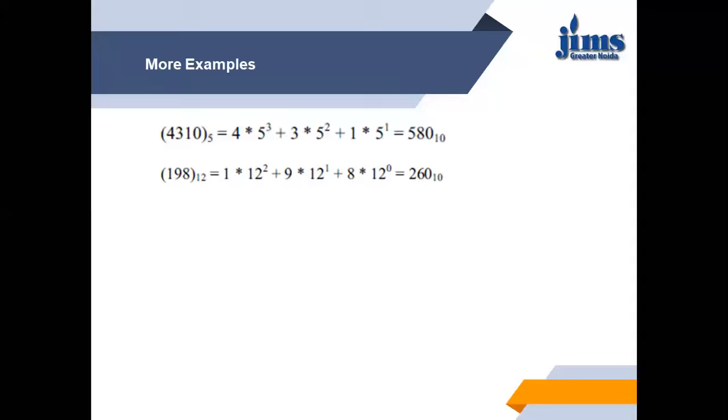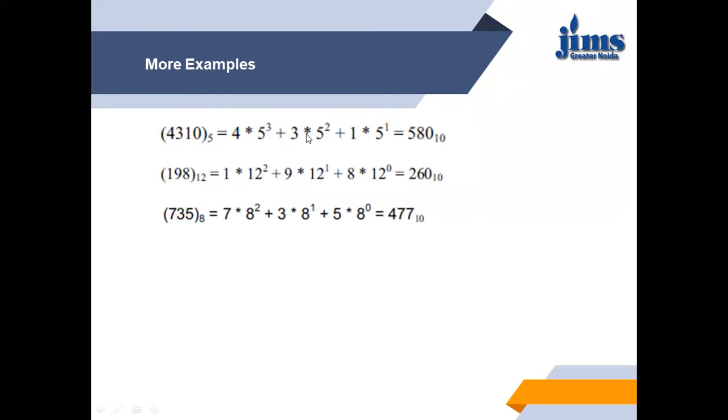Another example, let us say that we have a number system of base 12. So 198 is not the value in base 10; it is 198 base 12, and I can expand it like 1 into base to the power 2 plus 9 into base to the power 1 plus 8 into base to the power 0. When I expand it, this value comes to be 260. Now, when the base is 10, we can directly write the value as you study in mathematics, that is 260. But for any base other than 10, it will be written as 198 base 12.